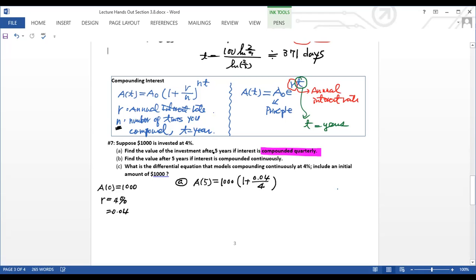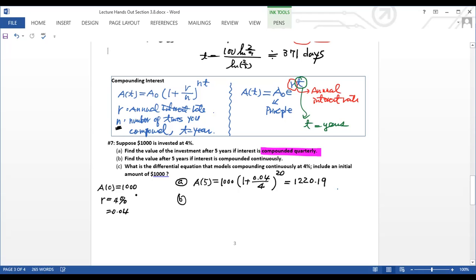Over the 5 year period, if you're compounding quarterly, in total how many times do you calculate your interest? 20, right? Okay, so now if you put it into your calculator, you will get 1220.19. Now part B, they said, how about if you're compounding continuously?